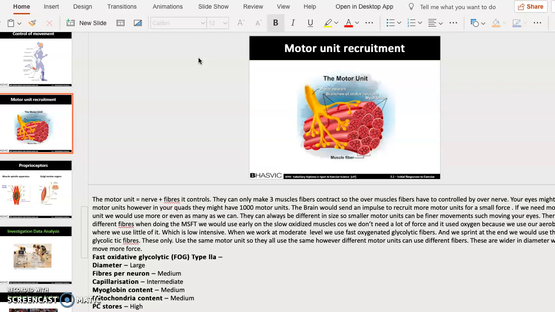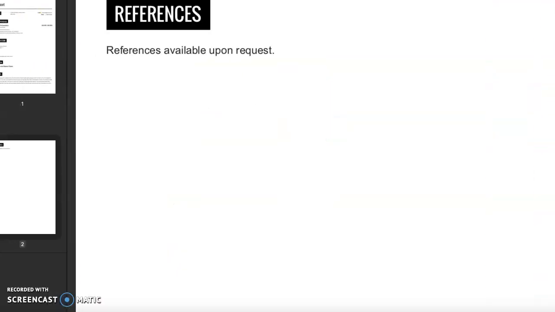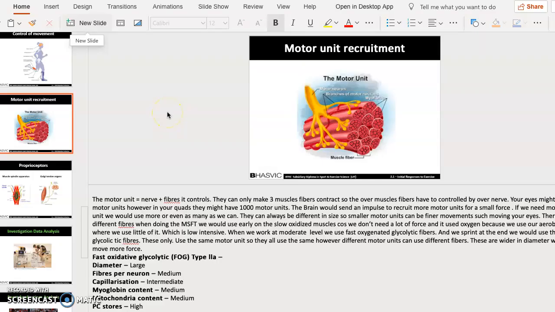There are different fibers used when doing the multi-stage fitness test, which would use the slow oxidative muscles because we don't need a lot of force, and it uses oxygen because we use our aerobic system, which is low intensity. When we work at a moderate level, we use fast oxidative glycolytic fibers. When we sprint at the end, we would use our fast glycolytic fibers.